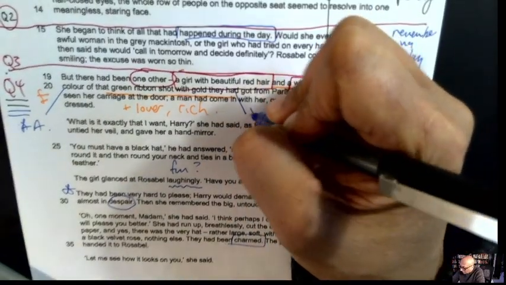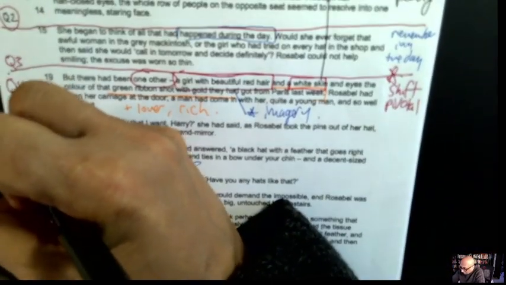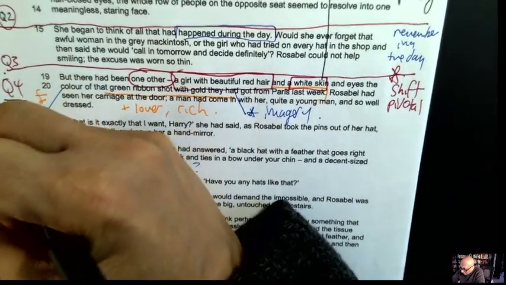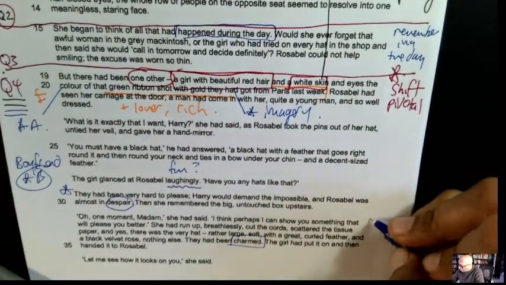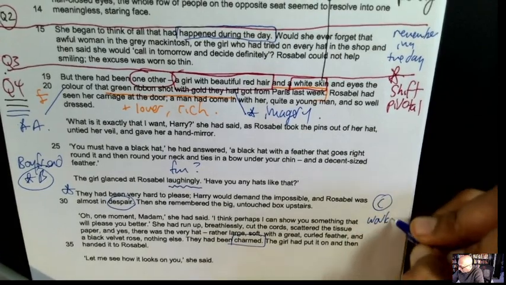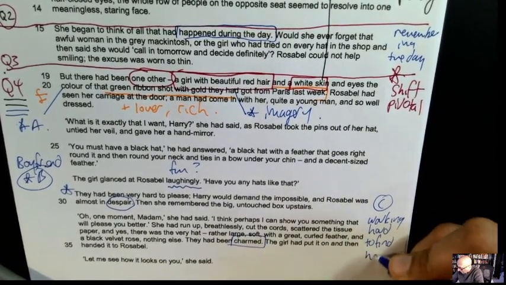So actually here, this is the imagery. This is the boyfriend himself is away. She's working hard. This is C. Working hard to find the right hat.